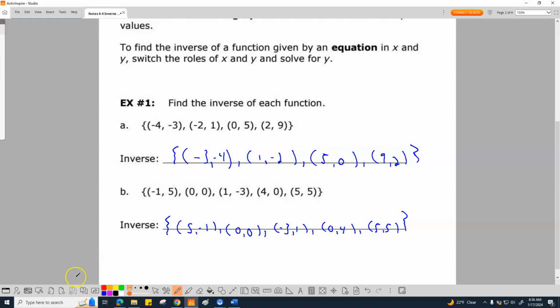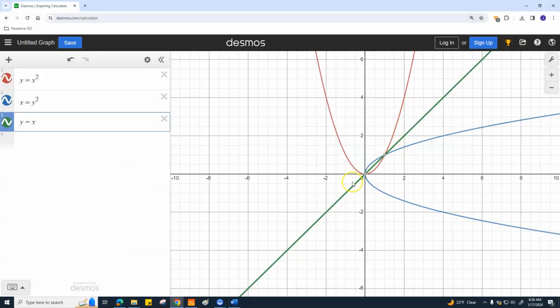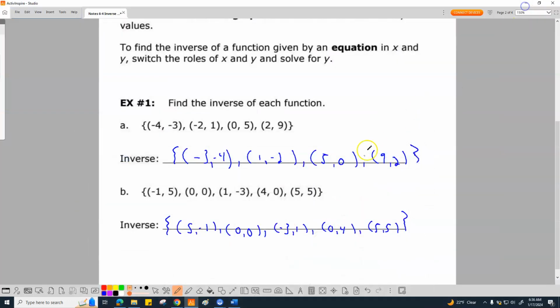So that's essentially it. That's like the basics of what an inverse looks like. Remember, the inverse on the graph looks like this. Essentially, that green line is the line of reflection. And that's the first main lecture of this.